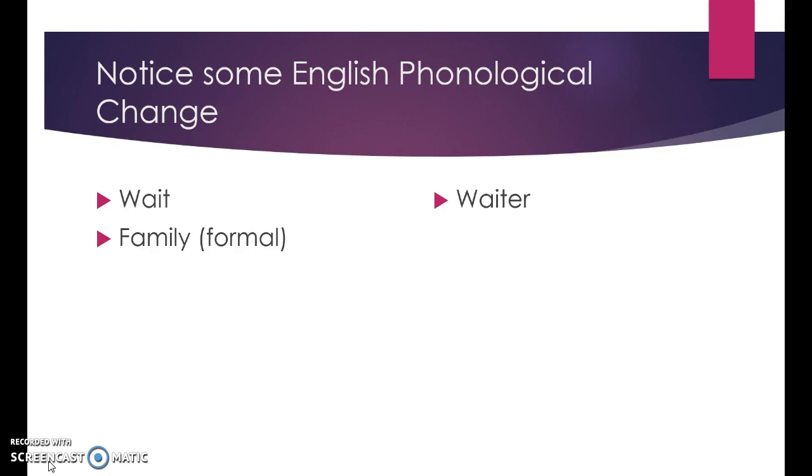Similarly, whenever we're in formal situations, we're likely to pronounce the word family with 3 distinct syllables. However, most of the time, when we're speaking less formally, we pronounce that with only 2 syllables. We delete a sound in the middle of the word. We delete that vowel, that weak sound. So the word goes from family to family. These are examples of English phonological changes.